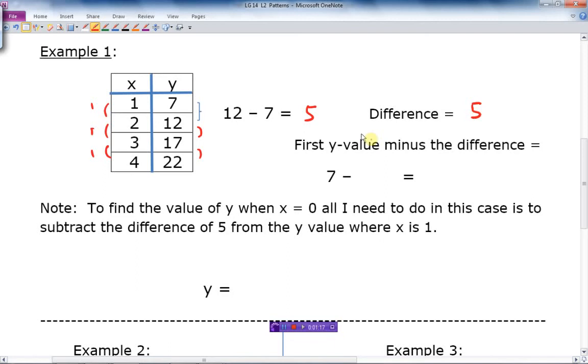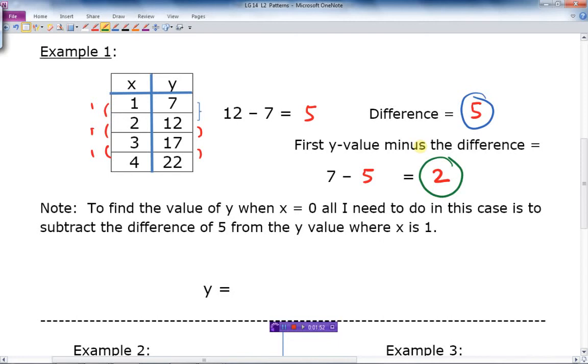Okay, so now we need to find when x equals 0. When x equals 0, that's one step backwards. We've been adding 5 to go to 2, 3, and 4. So to go to 0, we need to subtract 5. So we subtract 5 there, just one group of 5. So it's just taking one step down to 0. And that gives us 2. So those two numbers here are the key numbers we need to use to write our equation.